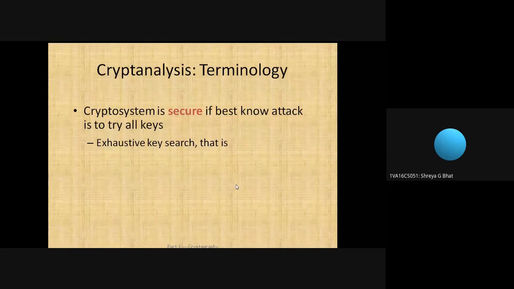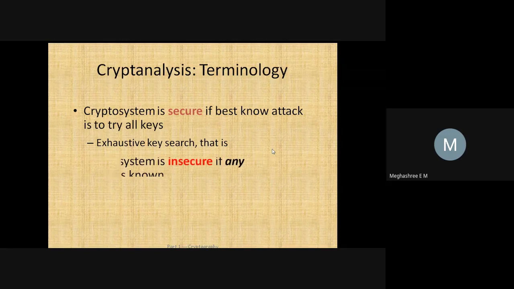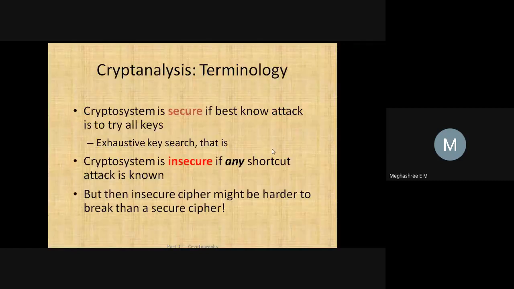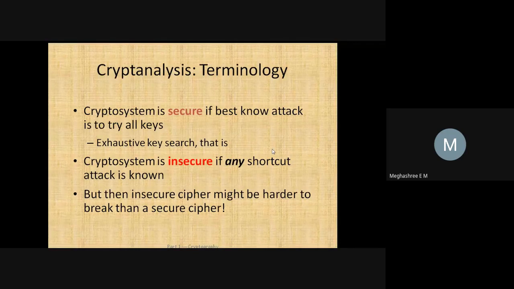Okay, fine. So next, you can see the crypto system is secure if the best known attack is to try all keys, right? So that is what we started in the first method. And the next one is, a crypto system is insecure if any shortcut attack is known. And then, an insecure cipher must be easier to break than a secure cipher. This is what is being said with respect to the crypto system, right?